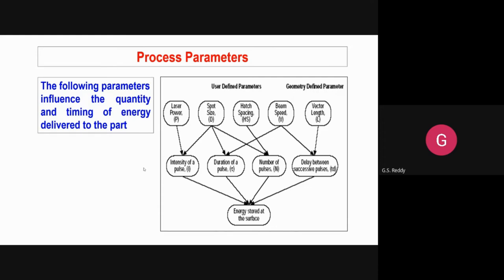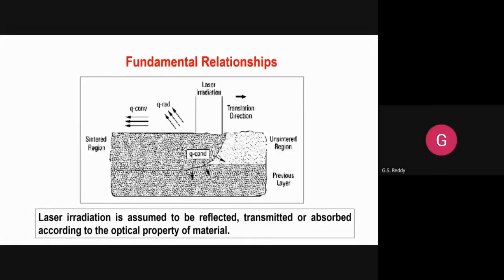These are the parameters which impact the product: laser power, spot size, hatch spacing, beam speed, vector length, delay between successive pulses, number of pulses, duration of a pulse, intensity of a pulse, energy stored at the surface, and so on. Laser irradiation is assumed to be reflected, transmitted, or absorbed according to the optical properties of the material. So when you choose a material for a particular process, its optical properties also matter and need to be considered for efficient process implementation.